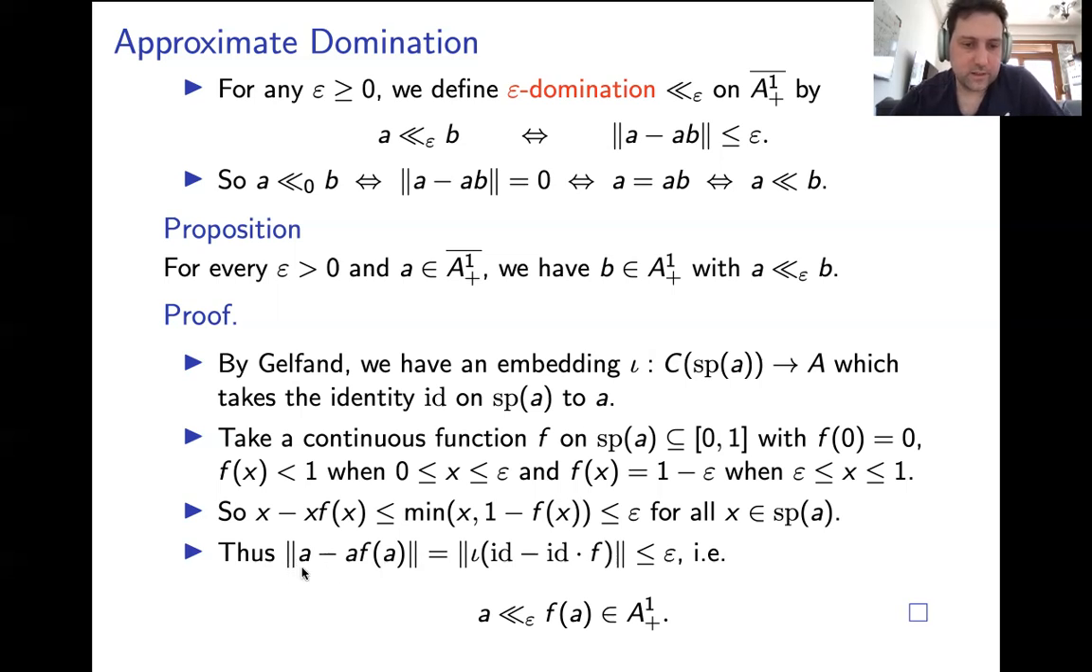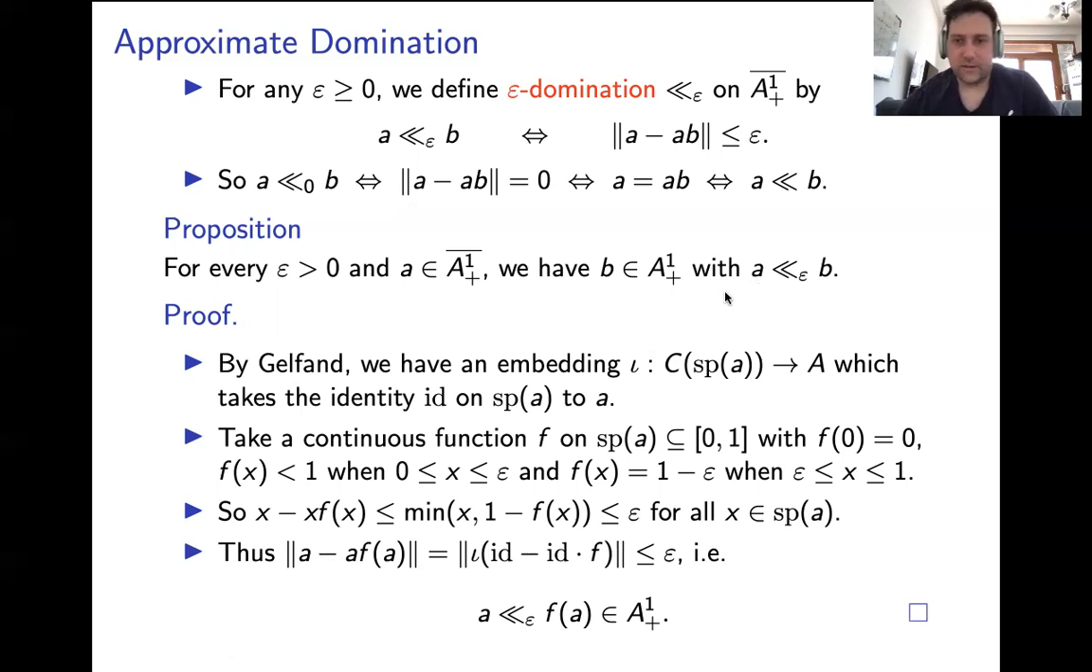Okay, so if you look at this particular element here, which if we're going to be really precise is the image under the embedding iota determined by a of this function, identity minus identity times f, that is going to be less than or equal to epsilon. But what does that tell you? Well, this is by definition of this approximate domination. What this is really saying is that a is approximately dominated by f(a), approximate in this sense meaning modulo epsilon. And because we chose f to always have values between zero and strictly less than one, we know that f(a) lies within the open positive unit ball.